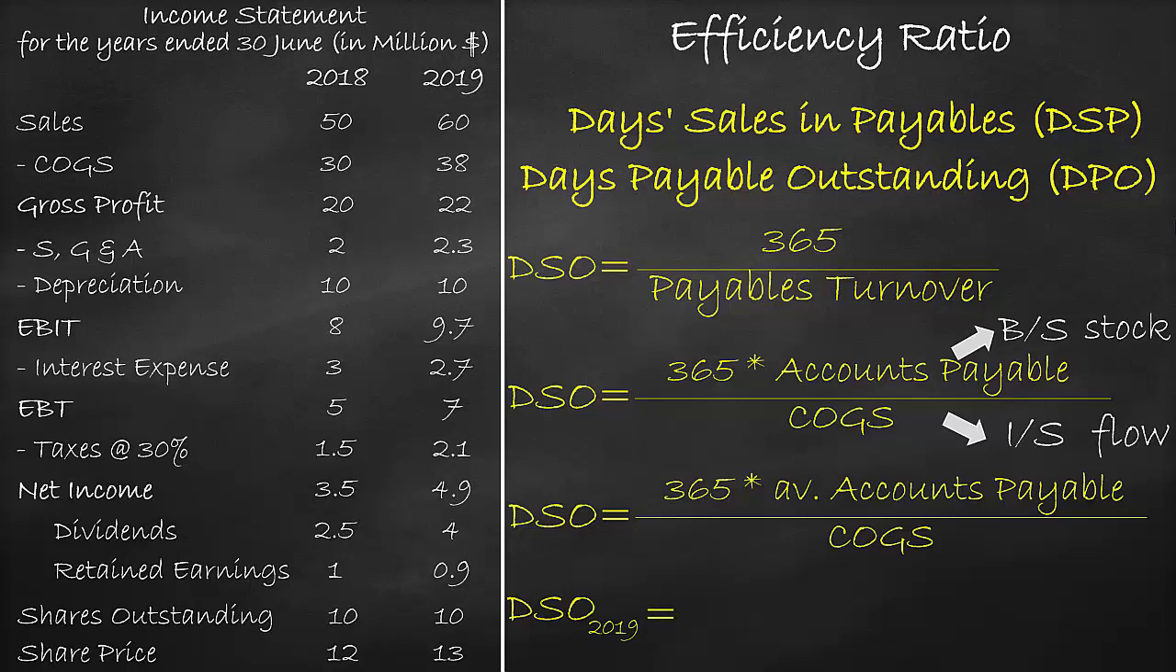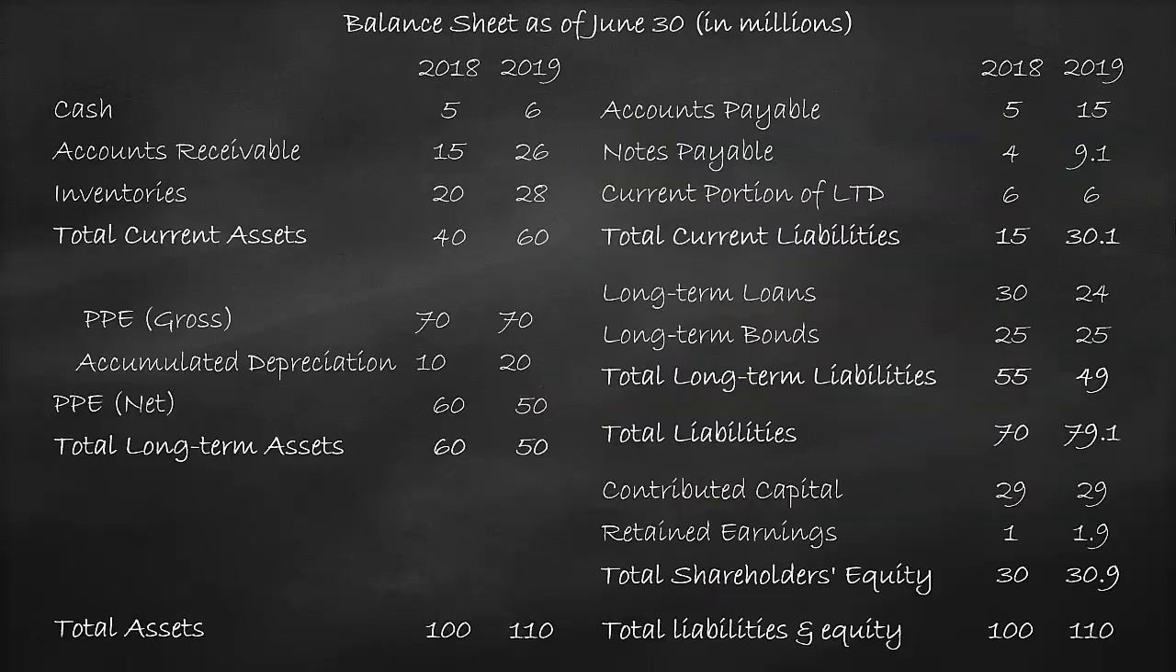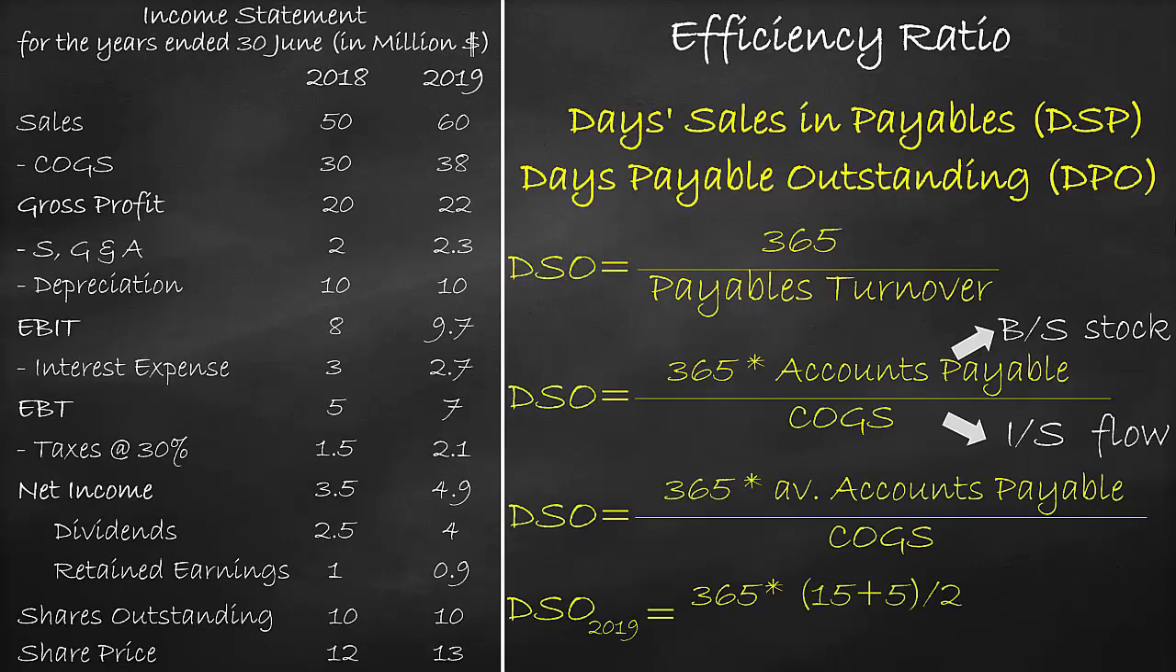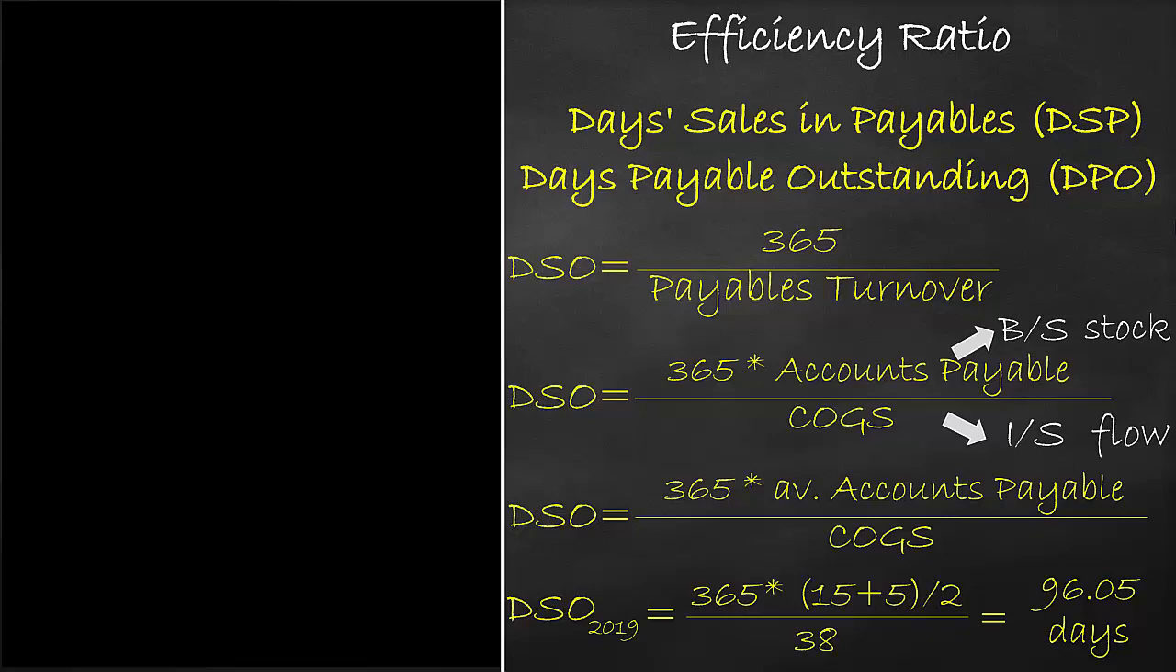Equals 365 times. Let's look at the balance sheet for the average accounts payable in the year 2019 and 2018. We have accounts payable of $15 million in 2019 and accounts payable of $5 million in 2018. So, in our formula, we will multiply the average accounts payable of (15 million plus 5 million) divided by 2, divided by the cost of goods sold in 2019 of 38 million, which is equal to 96.05 days.